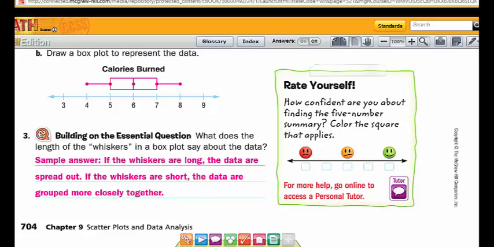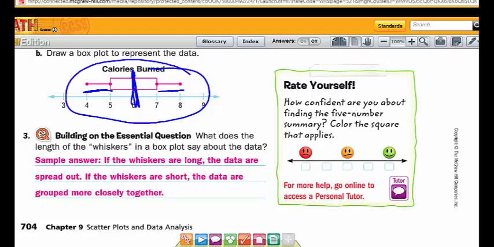And lastly, our essential question. What does the length of the whiskers in a box plot say about the data? Well, if the whiskers are long, the data are spread out. If the whiskers are short, the data are grouped more closely together. And that's really what is powerful about a box plot, is you can look at this. For example, this data here, you can see that this data is really arranged very symmetrically. It's got the same spread on each whisker. The median is exactly in the middle, and each quartile of data is the same distance from left to right. So this is a very well balanced set of data.